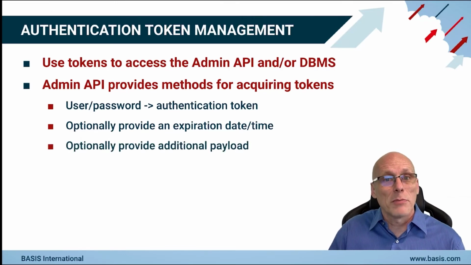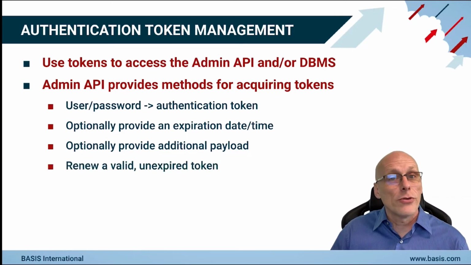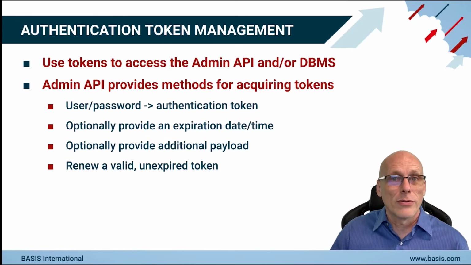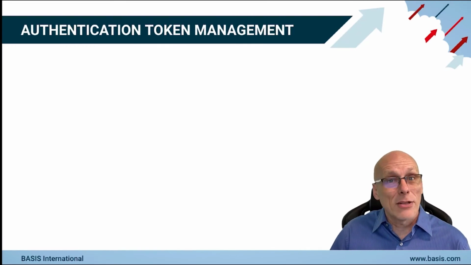You can also optionally provide additional payload, and this is more for the JSON Web Token format. If you have applications where you want to parse that token and extract additional information or payload from that token, you can do that as well. And then you can also use the Admin API to renew a valid token. That token does have to be unexpired, so you have to renew it before it expires, but that's also another nice feature of the Admin API. Now, when it comes to authentication token management, this is an important thing that we've added to the Enterprise Manager.